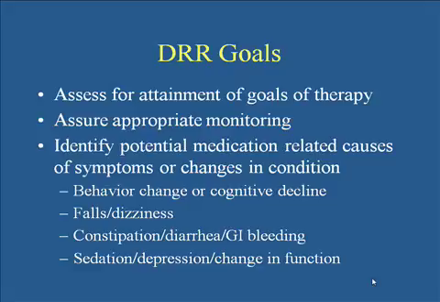And this is really where a lot of the background behind the unnecessary drug regulation comes from, because we know that medications can be a significant cause of morbidity in patients of all ages, and particularly our older adults. Behavior changes, cognitive decline, falls, dizziness, constipation, sedation, all can be significant side effects of medication that can be quite devastating in the older adult. And that is one of the roles of the pharmacist and the other members of the healthcare team, to try to identify those when possible.